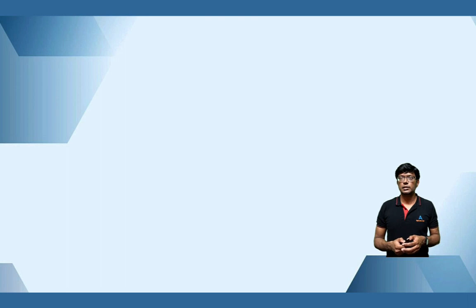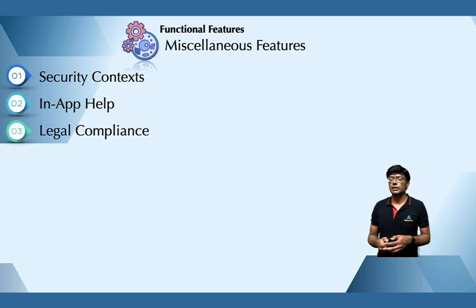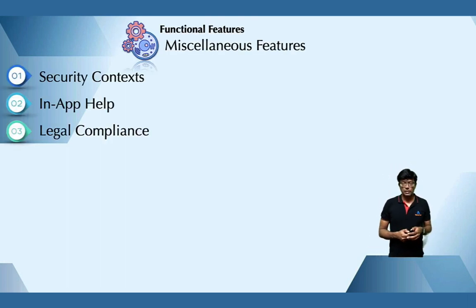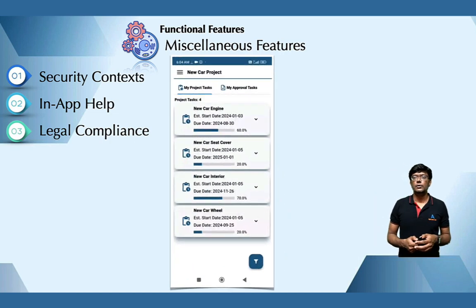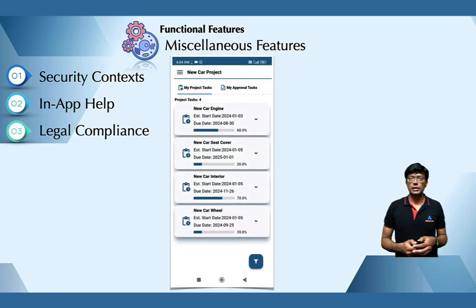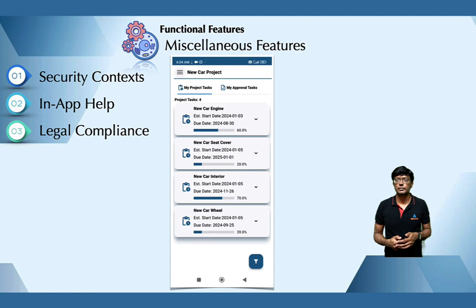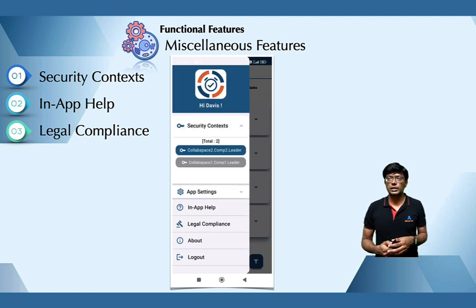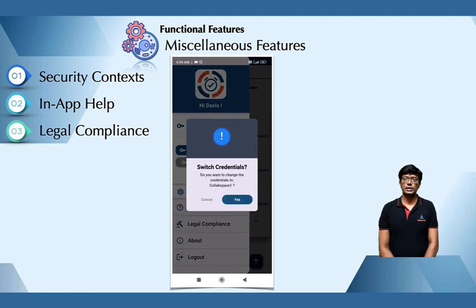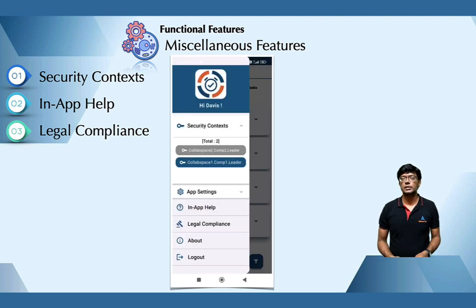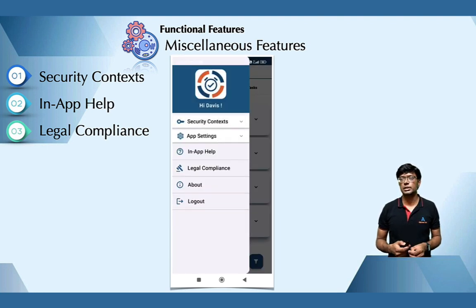Next we will see some of the miscellaneous features, like how do you change the security context, what is in-app help, and how do you access your legal compliances for your reference. You can go and see the security context, which will display all the security contexts you are assigned in the system, similar to the web app. In the web app also you can see the security context, right? Similarly, you can go and see the security context and change it.